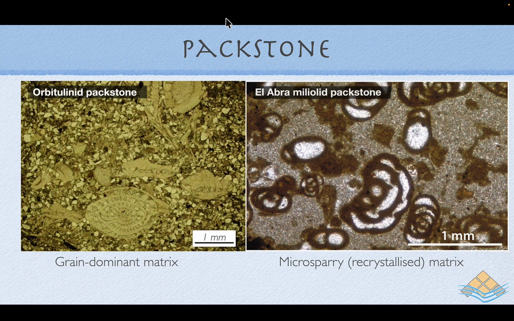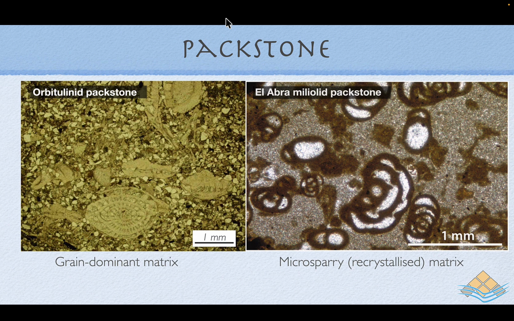Here's some more examples. Here's an orbitolinid packstone, where you can see the coarse foraminiferal grains with a grain-dominated matrix. And here is a Cretaceous Elabra miliolid packstone, where the microspar has recrystallized from micrite in between the miliolid foram grains in this particular lagoonal sample.